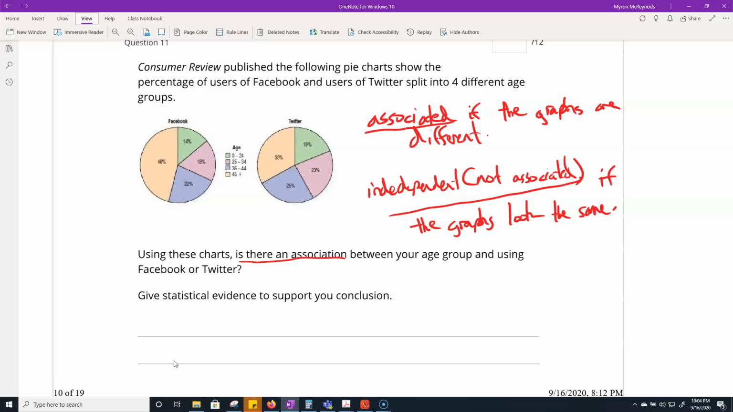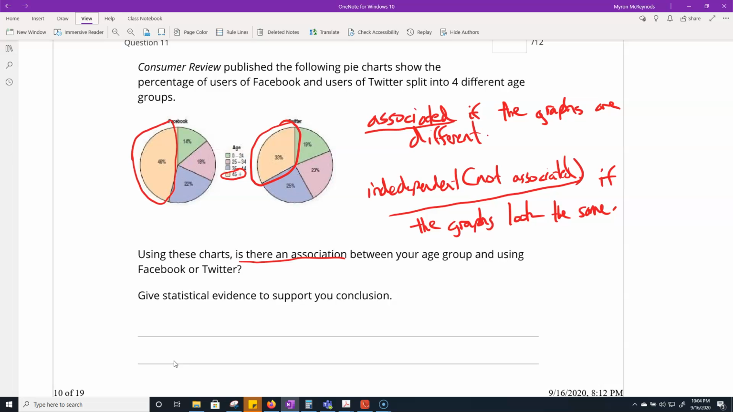So what you want to look for to see if they're associated or not, if there's an association here, is are there any big differences in this graph? And the biggest difference I see is this 45 plus, age 45 plus. See how it's 46% here and only 33% on Twitter? So that tells me there's an association here.